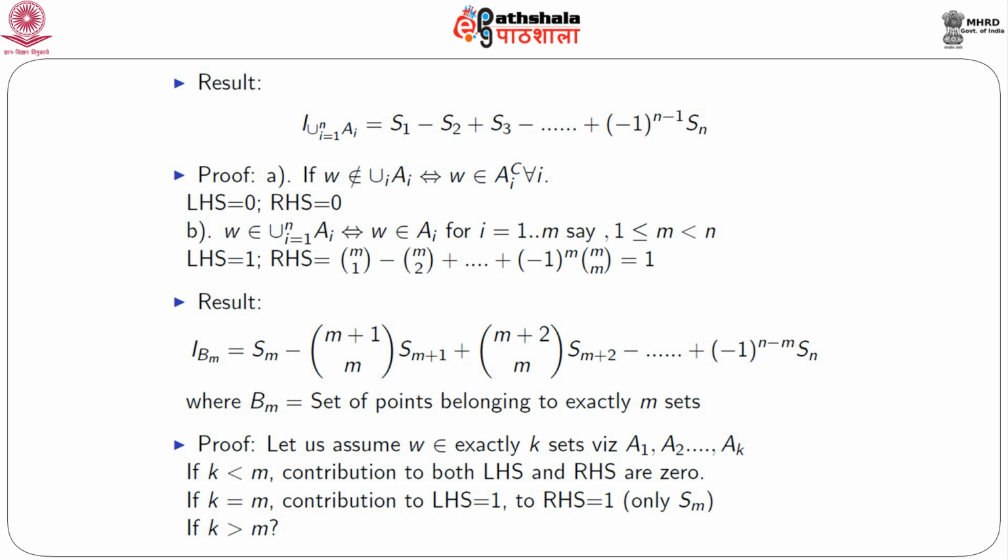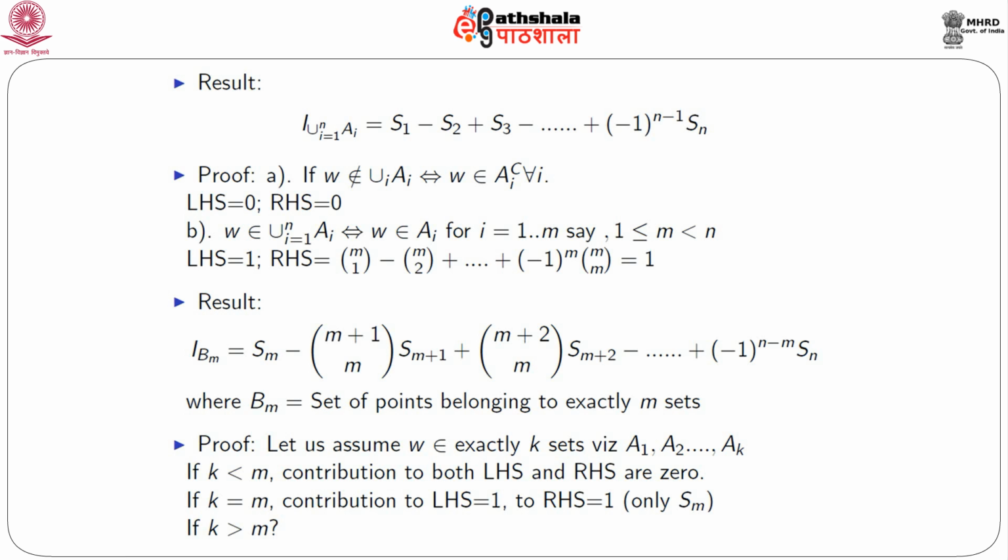Now, if ω does not belong to any of these A_i's, then the contribution to the left hand side will be 0. So, ω does not belong to the union of A_i from 1 to n means ω belongs to A_i complement for all i. That means the contribution to S1, S2, S3 will all be 0. If ω belongs to at least one of these, that is, the union of A_i from 1 to n, then the left hand side will be 1. For the right hand side, let us assume that ω belongs to exactly m of the sets A1, A2, ..., Am.